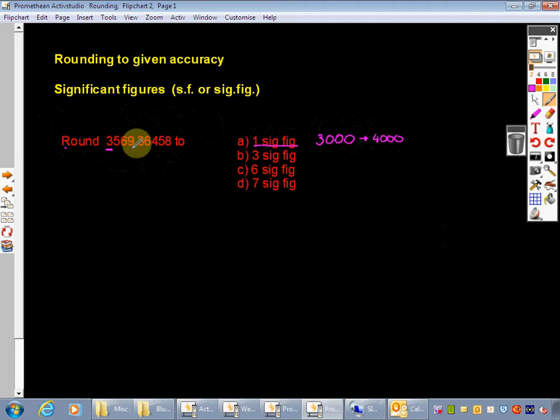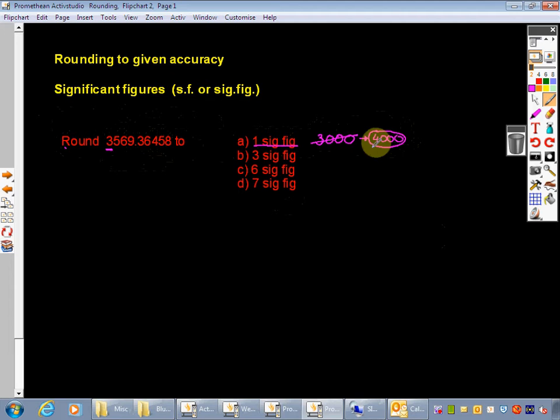But when I look at it, that number is between 3,000 and 4,000 because it's 3,569. It's actually nearer to the 4,000 than it is the 3,000 because 3,500 would be the halfway mark, and that's over the halfway mark, so it's nearer to 4,000. So my answer in this case is going to be 4,000, not the 3,000. So 3,569.36458 rounded to one significant figure is 4,000.